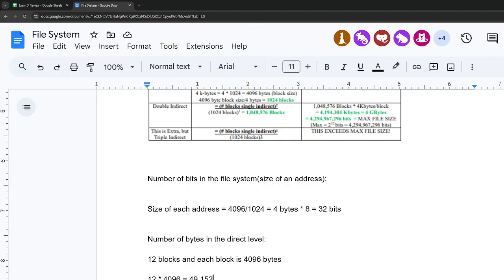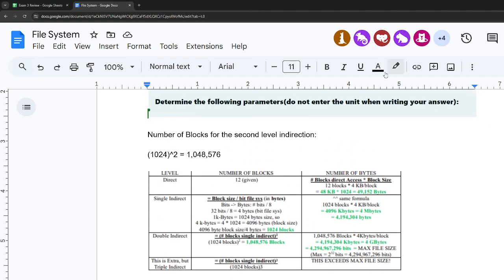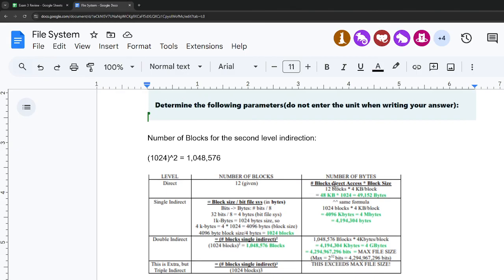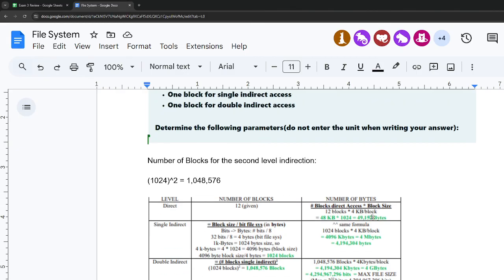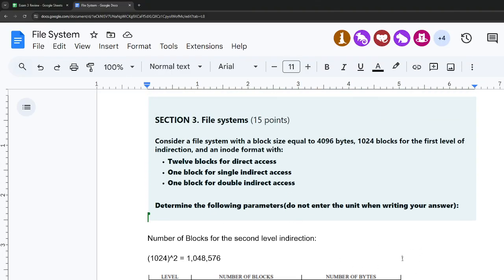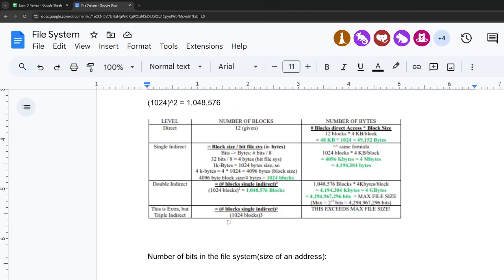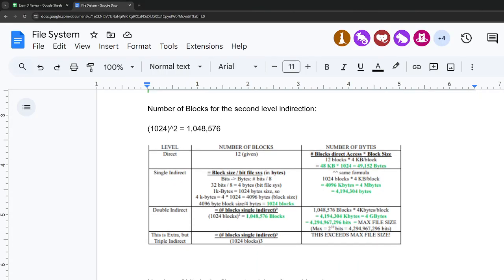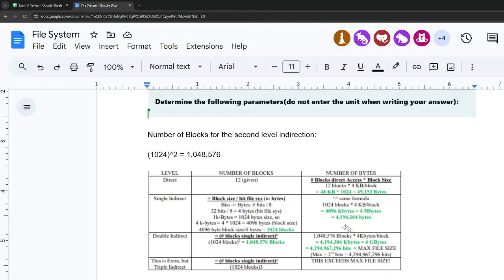On the practice exam, the question asked for direct level capacity in kilobytes. So we know it's 12 blocks times 4 kilobytes, so it's going to be 48. If he was asking for bytes, then you'd multiply it by 1024. Here he asked for the number of bits in the file system. So units are really important here. Just pay attention to that small detail.